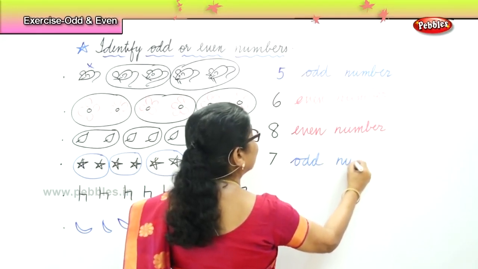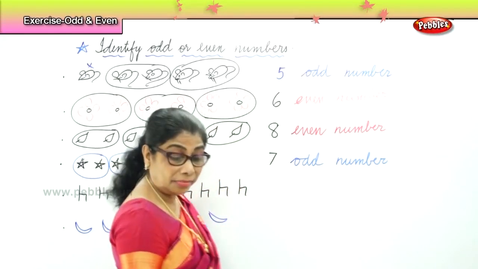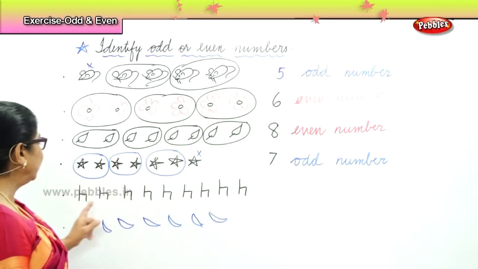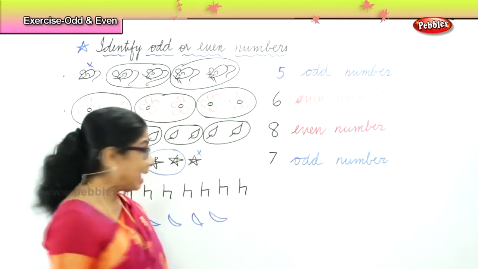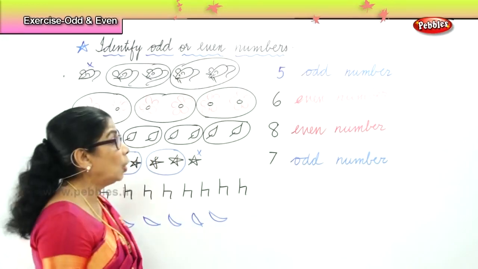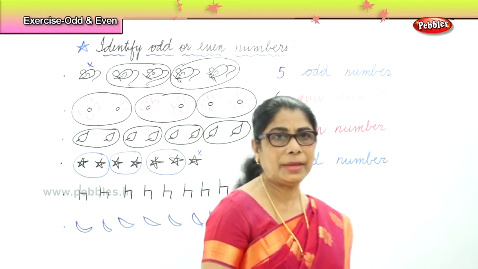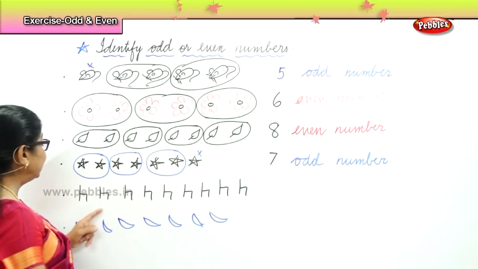Odd number, because there is a star that cannot be paired up. Okay? Now, let's look at the chairs. We have a row of chairs, and what we are going to do with the chairs is pair them up. Now count in twos. One, two.